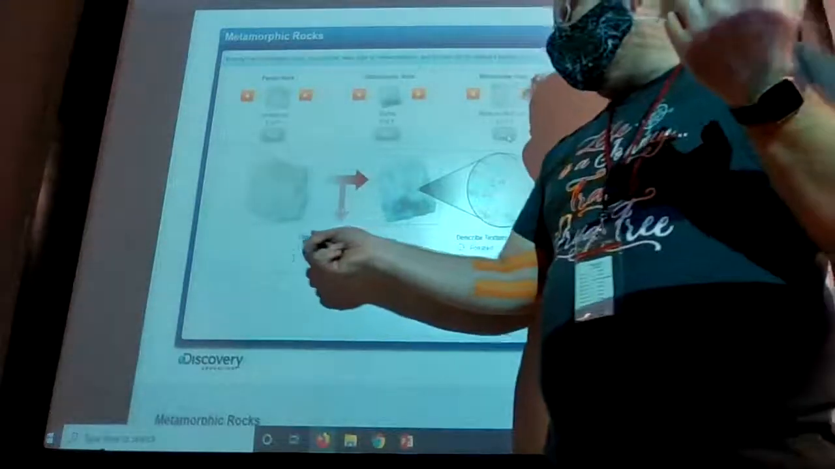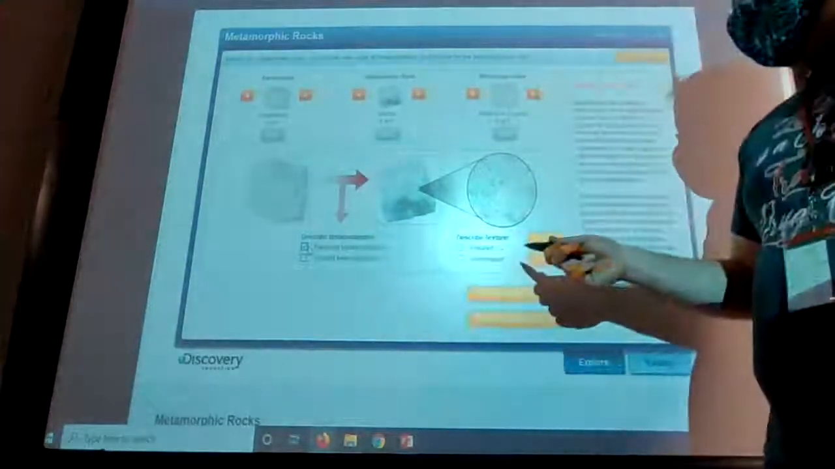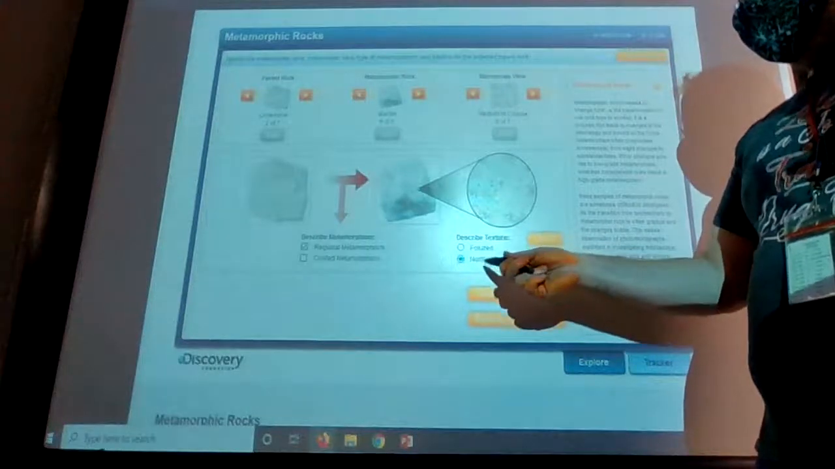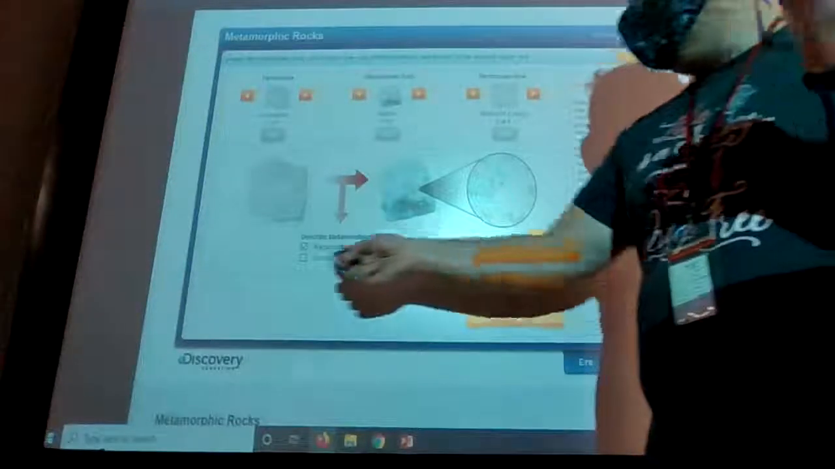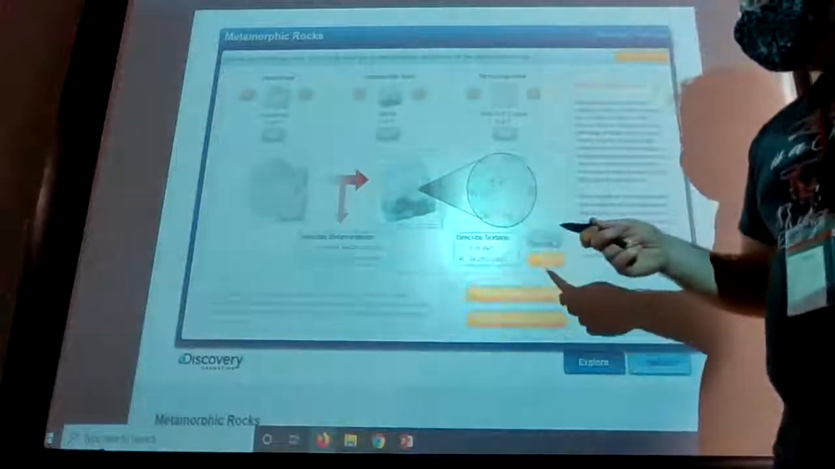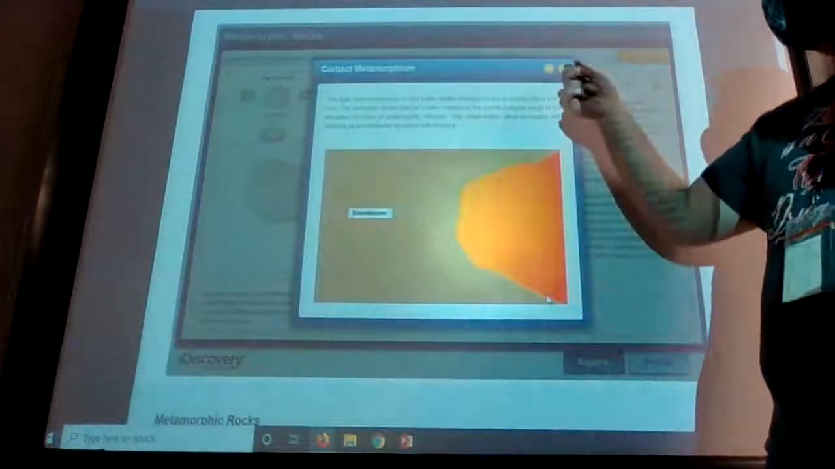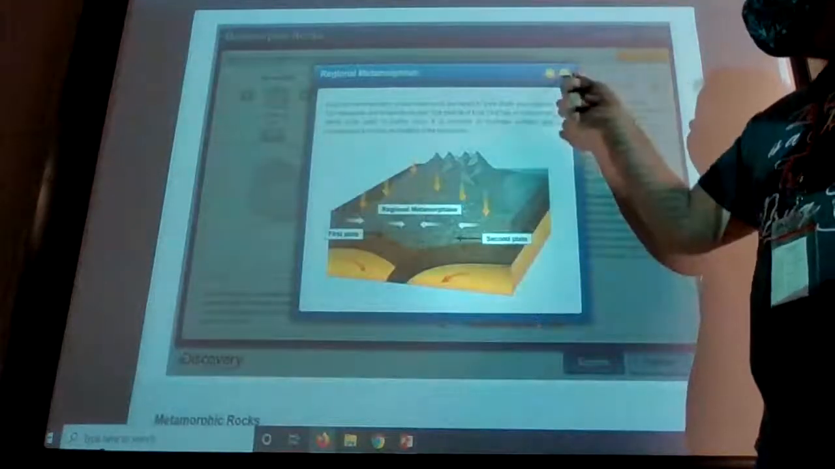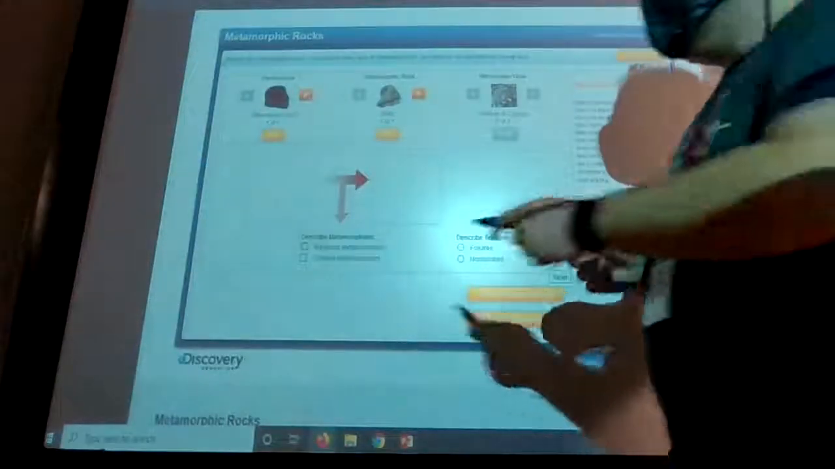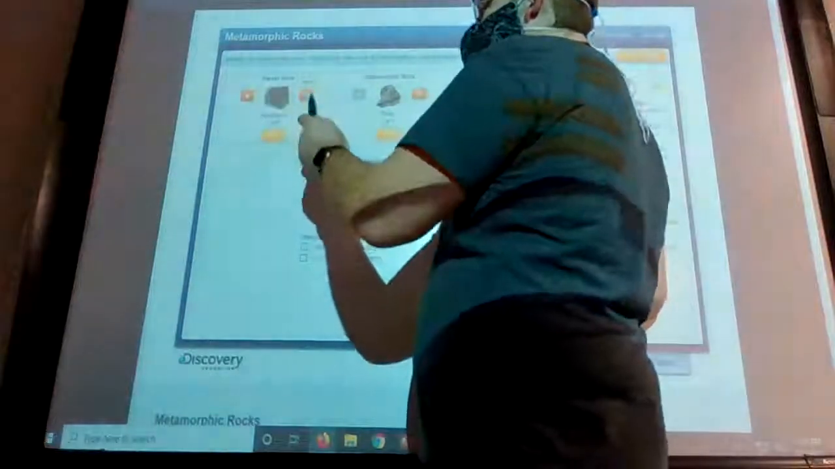Marble, I think, is definitely going to be regional. Could be both, technically. It's definitely non-foliated. It is both. It's fine. Could be both. Check. Yes, we're good. They're going to show you the contact. These are all going to be the same for the contact and the regional. Okay. So, reset. What's number 3?